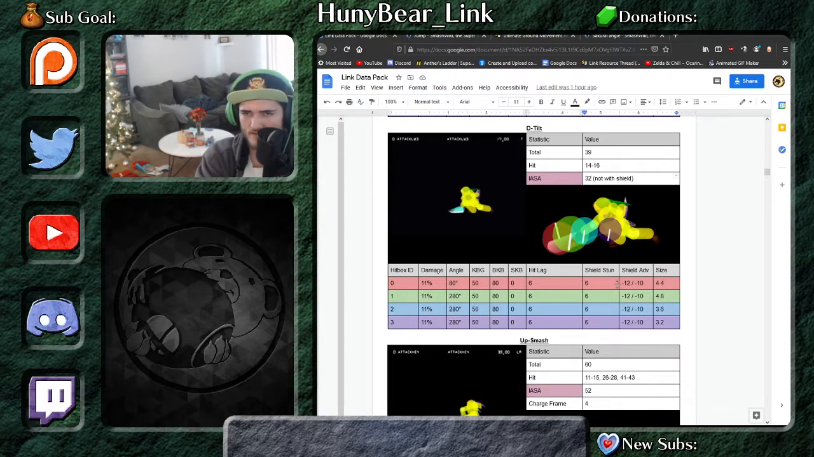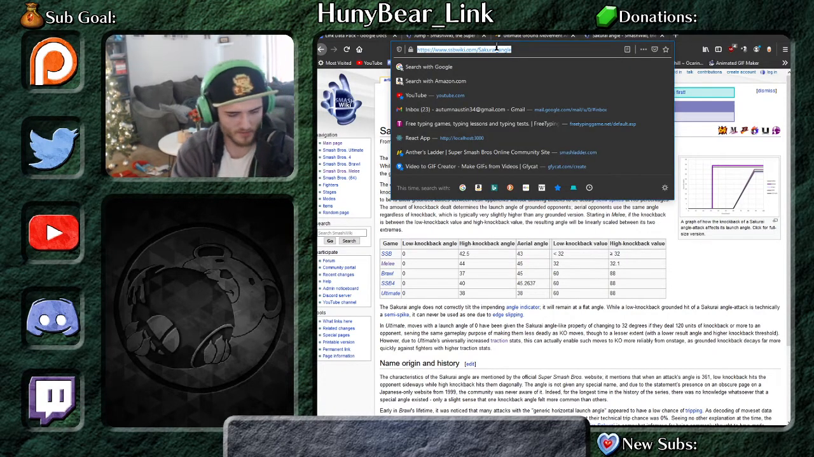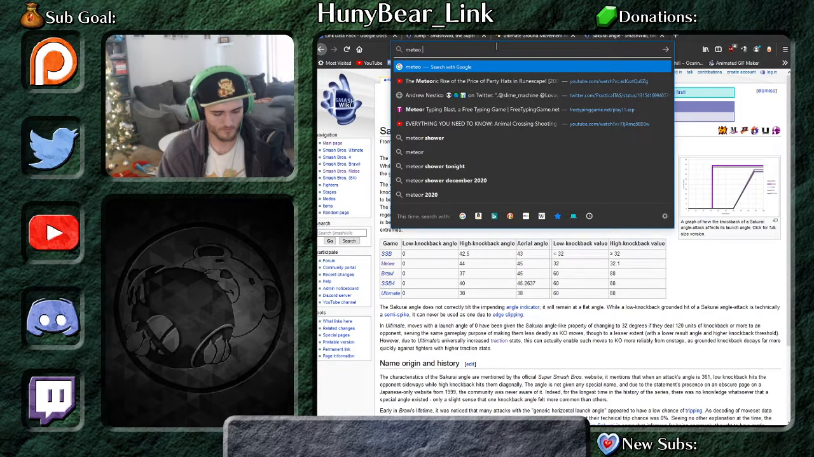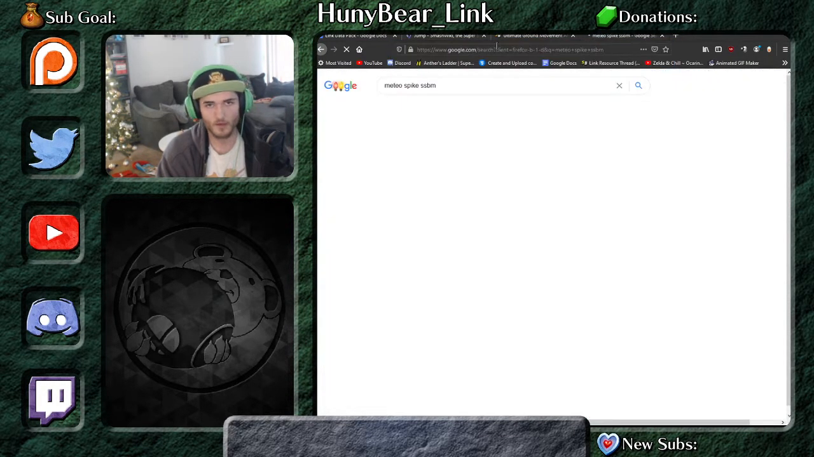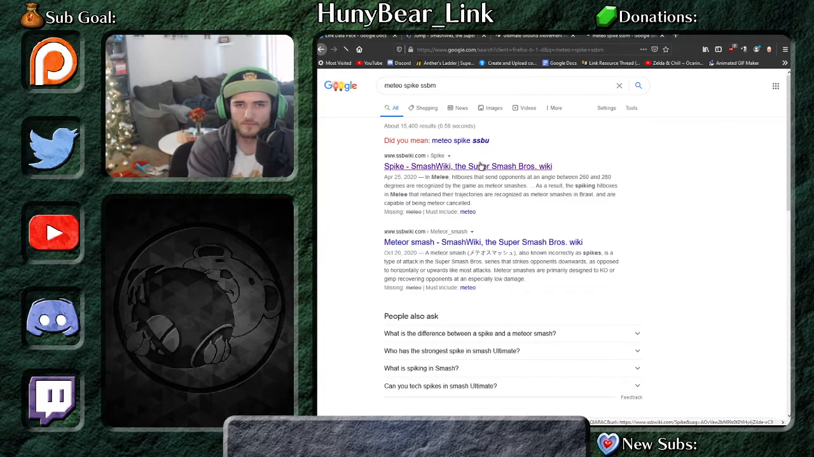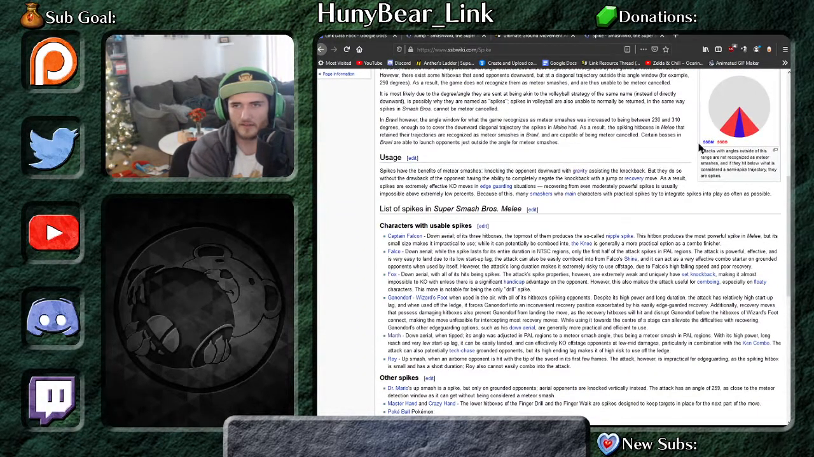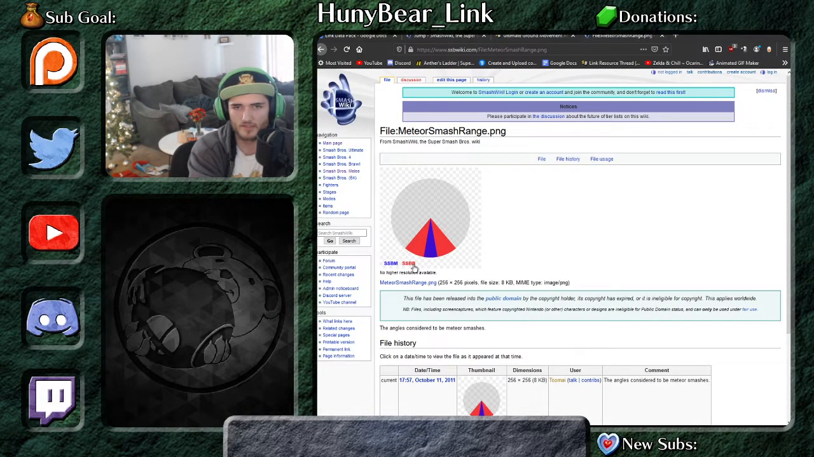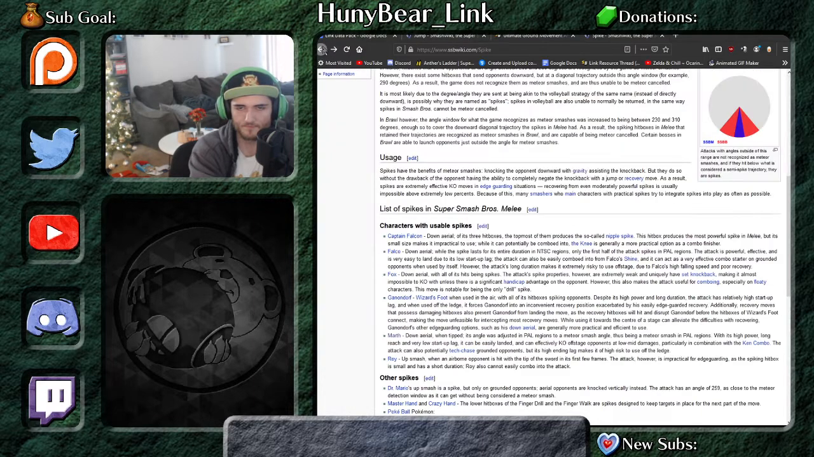The only problem here is that these angles are so steep they fall within the meteor threshold, and if I remember correctly, meteor hits, if the angle is between like 270 and steeper, then it will count as a meteor. Alright, so yeah, here's an example of it. So in Super Smash Bros. Melee, this is the meteor threshold right here.